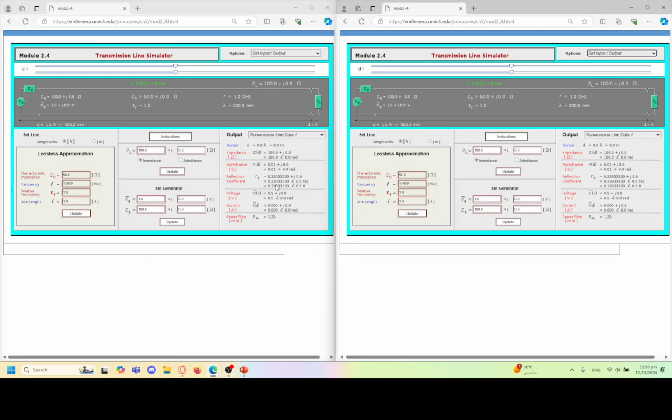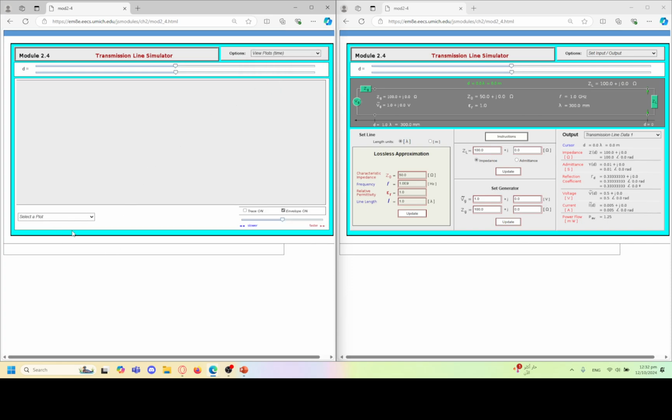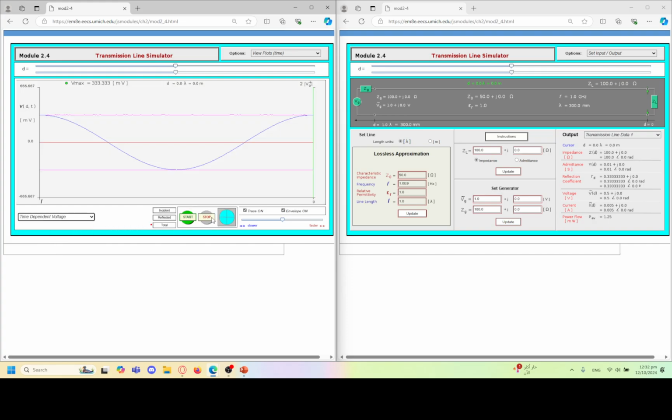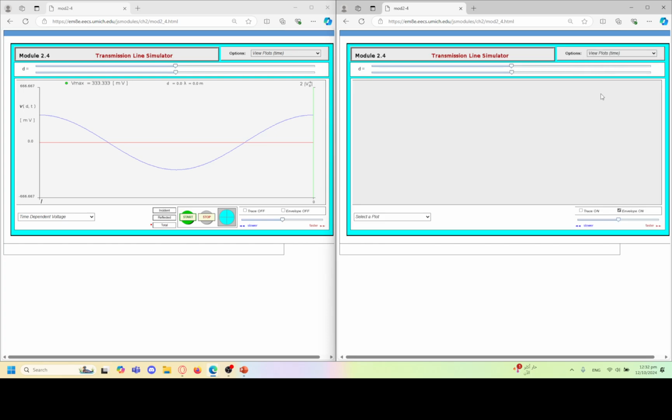We have this program. We're going to set the impedance of our line to 50 ohms, which is equal to the impedance of our line. We're going to generate a signal with a time-dependent voltage source and examine the effect of the load on the signal. And we're going to do the same on the right-hand side, where the line impedance is equal to the load impedance.